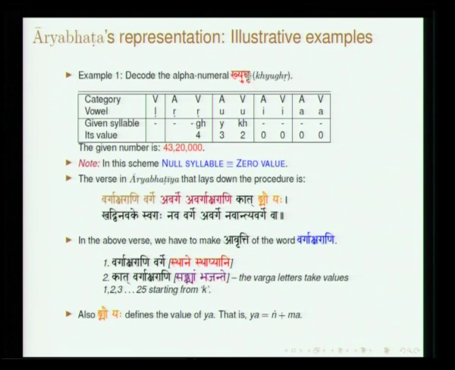Fine. Then we move on to the next syllable, which is Gr. Gha is 4, and it has to be placed below R, because the vowel tagged is R, Khyugr. So this actually represents, with 4 zeros followed here, 43,20,000. This is the representation given by Aryabhata, the Aryabhatan way of representing numbers.